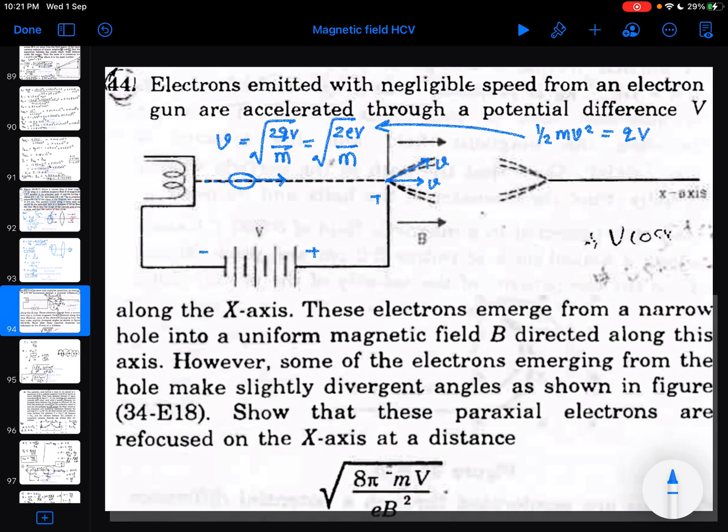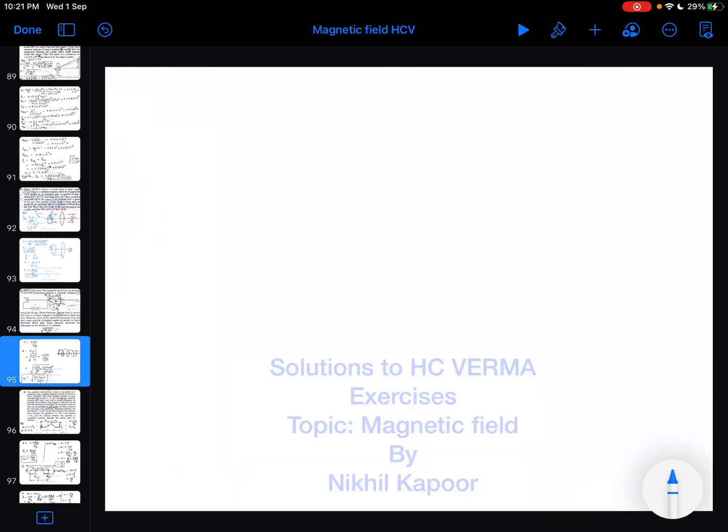So some of the electrons diverge like this. The electrons going parallel to the magnetic field will definitely travel in a straight line, as no magnetic force acts on them. But a few electrons are diverging, and the magnetic field is here.